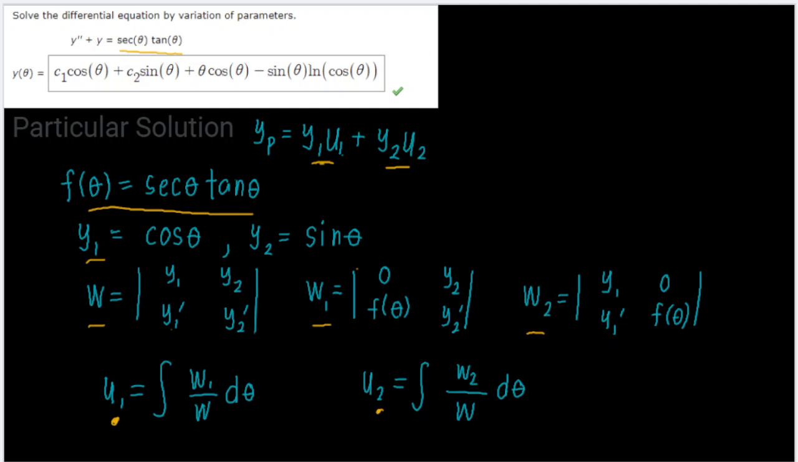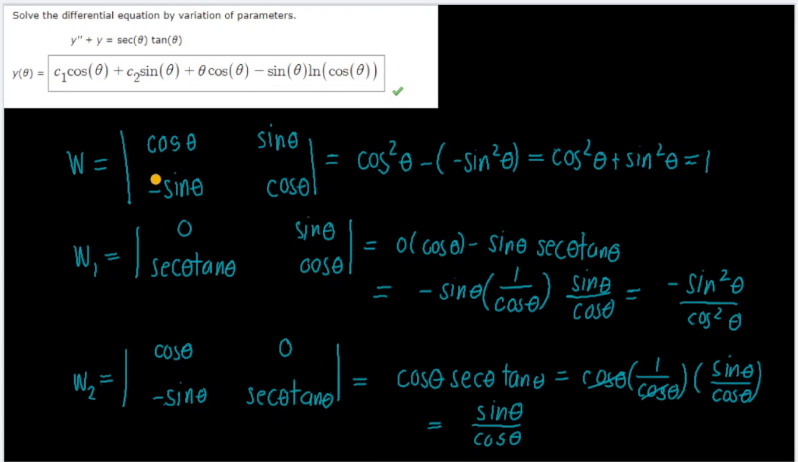to find its value and expression. Our Wronskian is equal to, this is our cosine theta, our y1, and our y2 is sine theta, and the derivatives are in the second row. The derivative of cosine theta is negative sine theta. The derivative of sine theta is cosine theta. And let's find the determinant of this matrix.